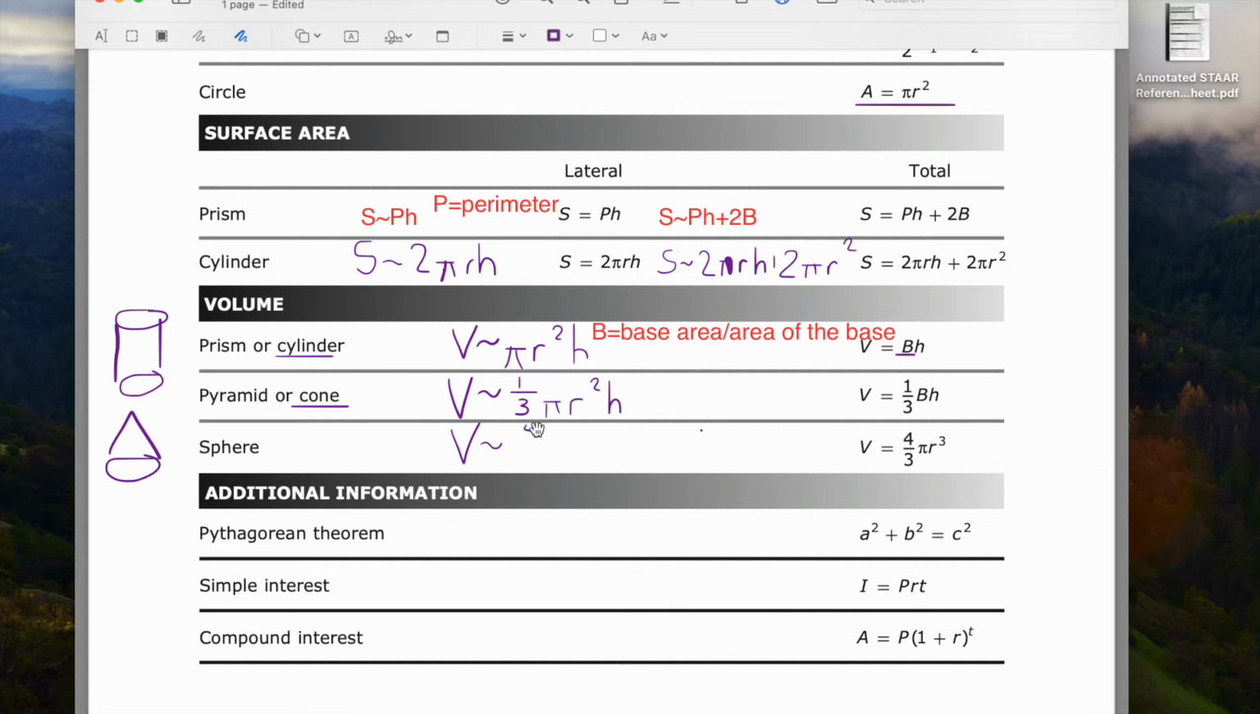But again, we're changing the equal sign to a tilde. Okay, so now on to the additional information. For Pythagorean theorem, a squared plus b squared equals c squared. That's used to find the distance and the lengths of the different sides of a triangle.